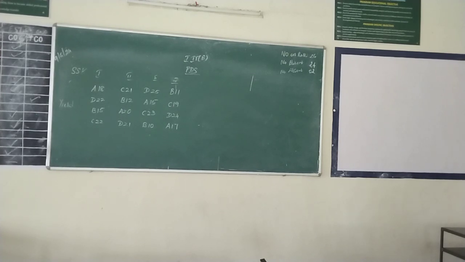In ANOVA table, how many sources of variation? Column, row, treatment, error. Totally 4 sources of variation. So how many mean values to find? 4 mean values. Again, for all these 4 variations, you have to find 4 mean values. Then how many F ratio? 3, not 4, 3. Okay, for all the 3 factors, you have to find your F ratio.